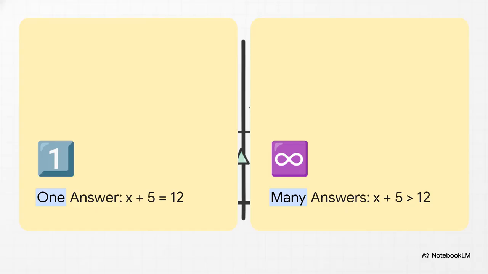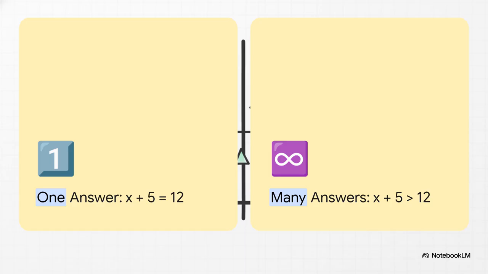Okay, just look at this. On the left, you've got x plus 5 equals 12. Super straightforward. There's only one number in the universe that can make that statement true. But then look at its sibling on the right. X plus 5 is greater than 12. Suddenly, there's a whole family of answers. So how does one tiny symbol completely change the game?